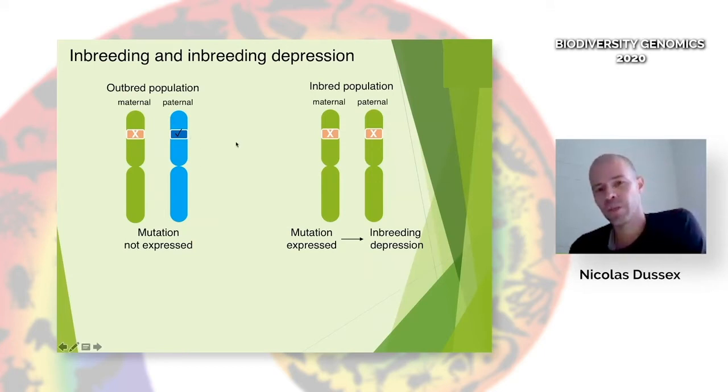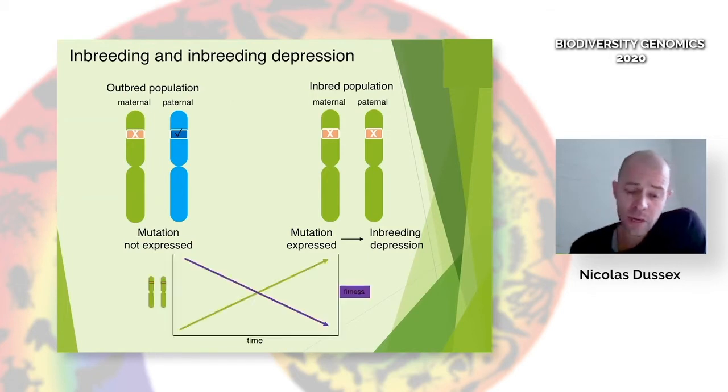However, as a population becomes small, individuals may become more inbred, and there may be quite a few of those individuals that carry both faulty variants of a gene, meaning that the mutation will be expressed and the individual will suffer from inbreeding depression. So there's a clear relationship between increase in inbreeding through time and decline in fitness.